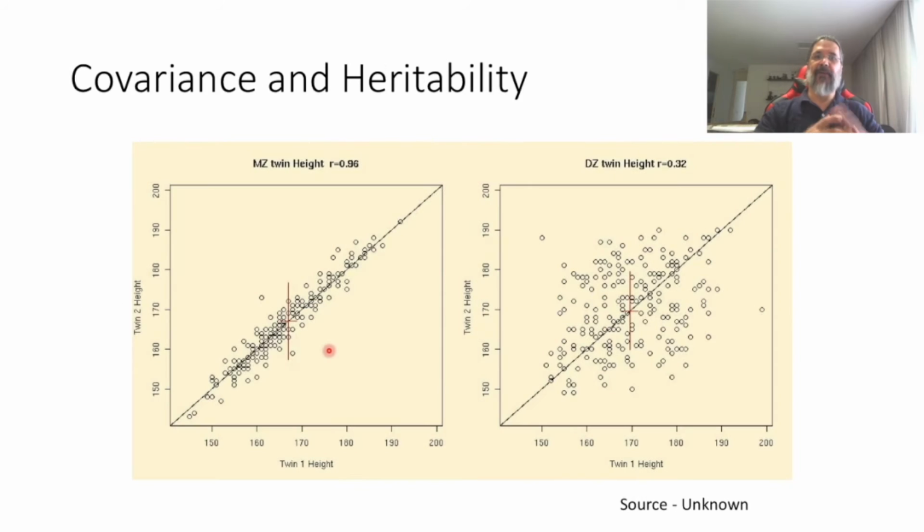Here's an example. If I measure the heights of monozygotic pairs and dizygotic pairs, we can see that the monozygotic heights are much more similar between siblings than dizygotic ones. And so there's probably a genetic influence on this trait. We know there is. In this case, this is just an illustrative example.